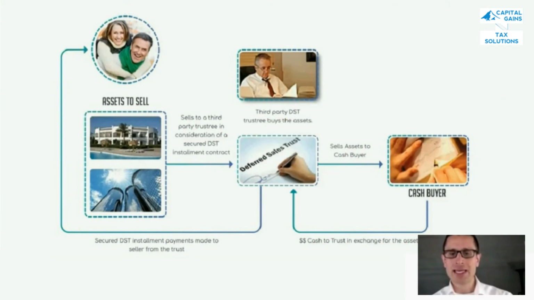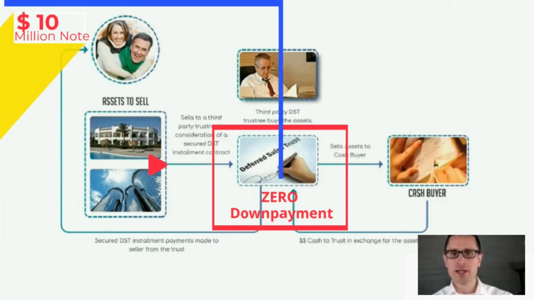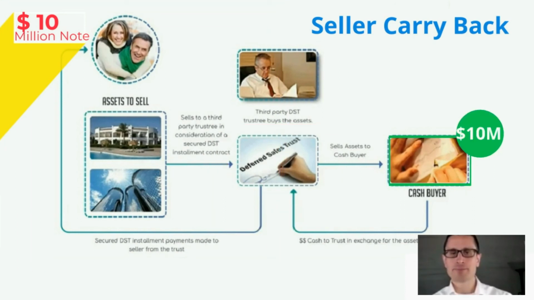So the key is the trust gave a 0 down payment in exchange for a $10 million note to buy the property. So this first part of the transaction is just a seller carryback. The difference is we already had this buyer lined up right here, ready to go with $10 million. And so the trust immediately sells it. It's like bang, bang, bang, like a simultaneous close for $10 million. The $10 million gets put into the trust.